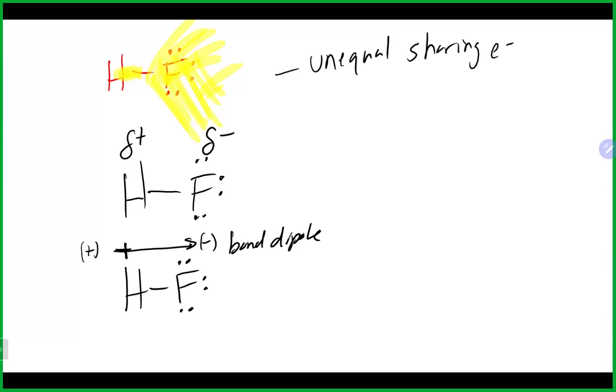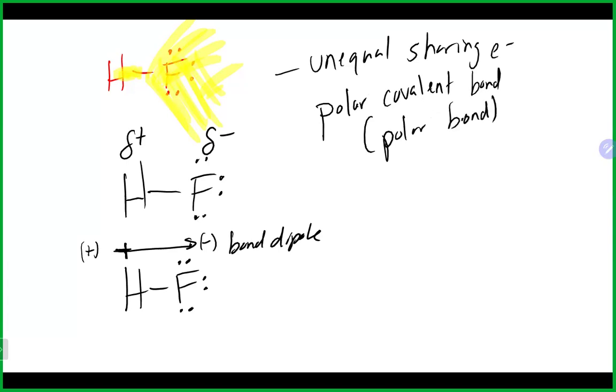So this type of bonding where we get unequal sharing of electrons is what's known as a polar covalent bond, or just a polar bond. Again, a lot of people take the covalent out of it. So the question I have is, why is it a partially negative charge and a partially positive charge rather than a full positive and full negative charge? Why is it only partially positive and partially negative?